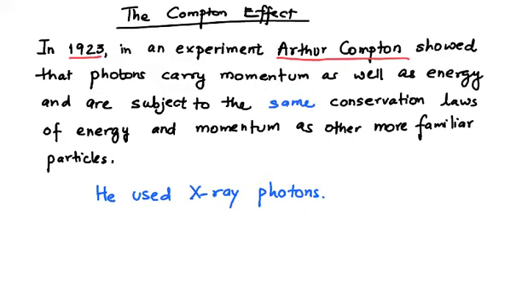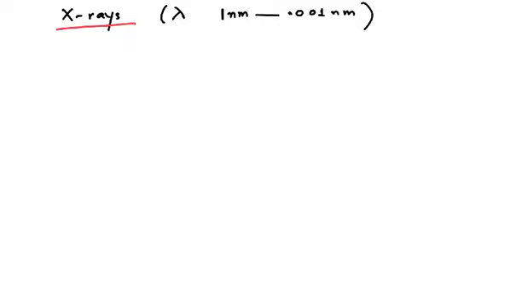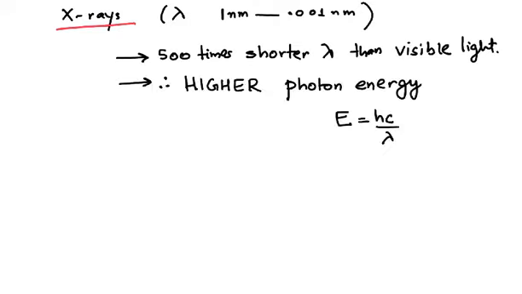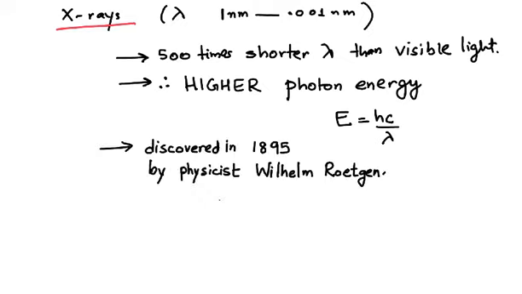What are X-rays? X-rays have a wavelength ranging from 1 nanometer to 0.001 nanometer, and this wavelength is approximately 500 times shorter than that of visible light. Therefore, these will have higher photon energy. We know the formula E equals hc over lambda. Here lambda is the wavelength. Since wavelength is smaller, these X-rays have higher photon energy than visible light. X-rays were discovered in 1895.